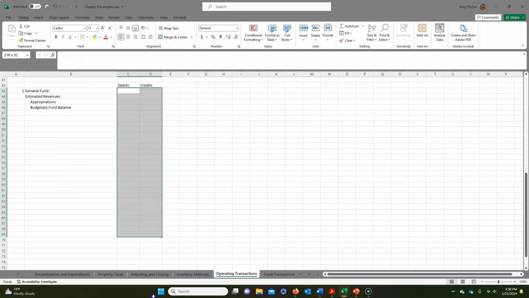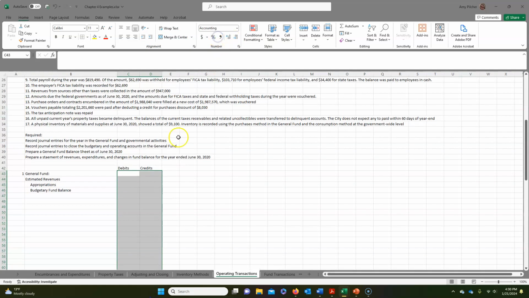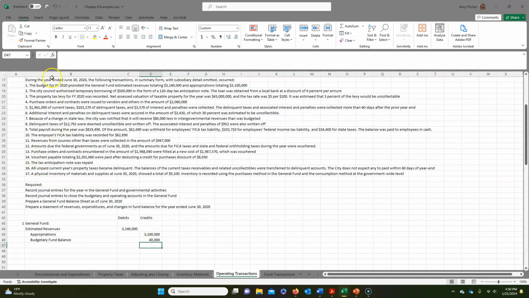Okay. So estimated revenues, $3,140,000. Nope, too many zeros. And appropriations of $3.1 million. And because debits have to equal credits, then we have a credit of $40,000 to the budgetary fund balance. So now, journal entry 2.